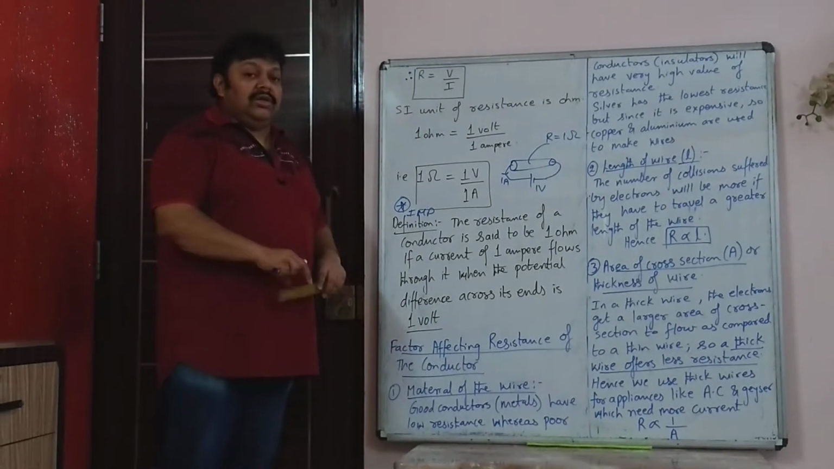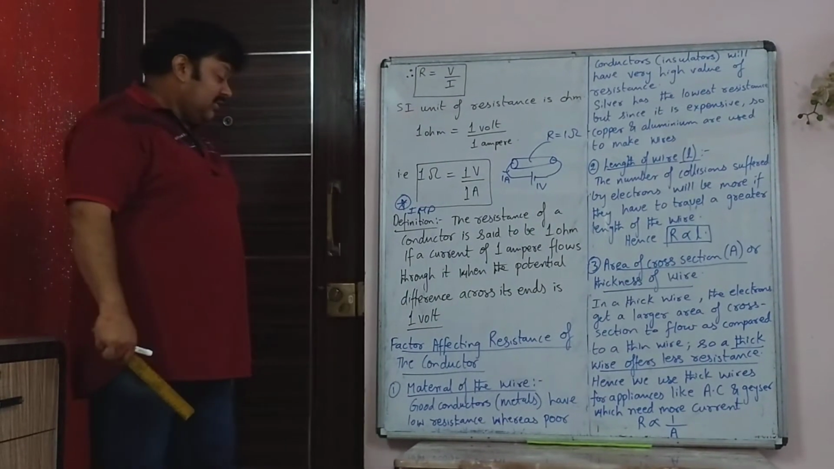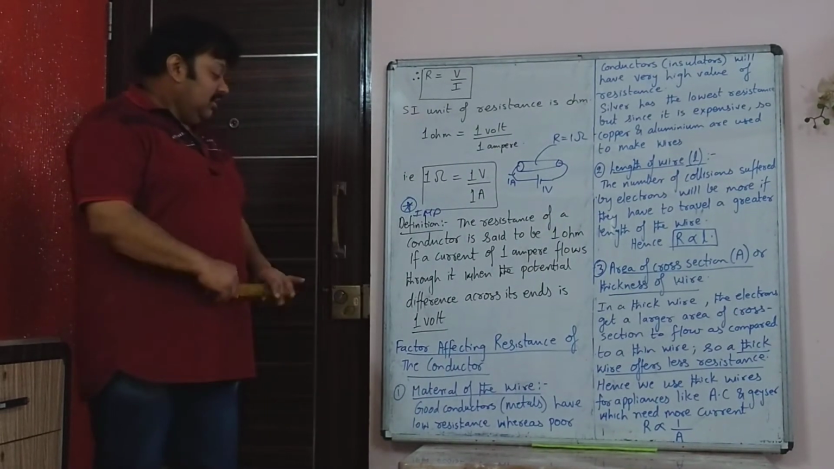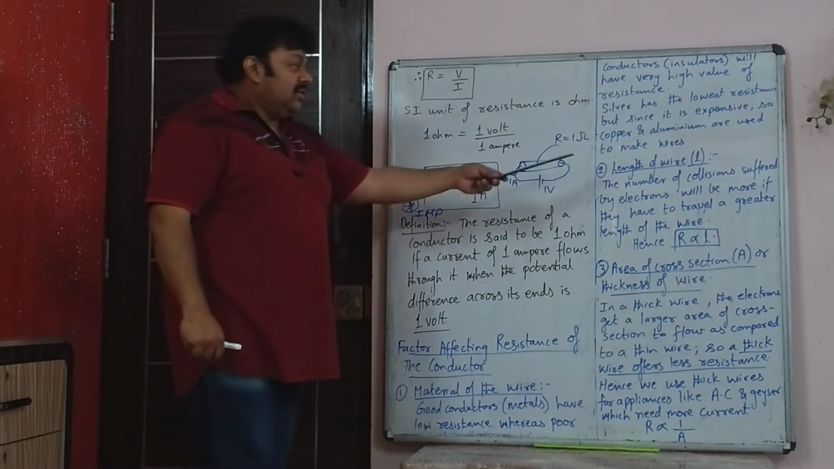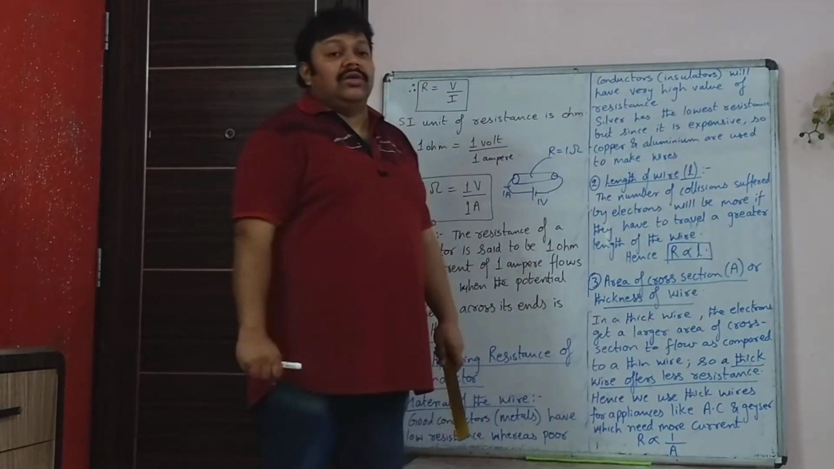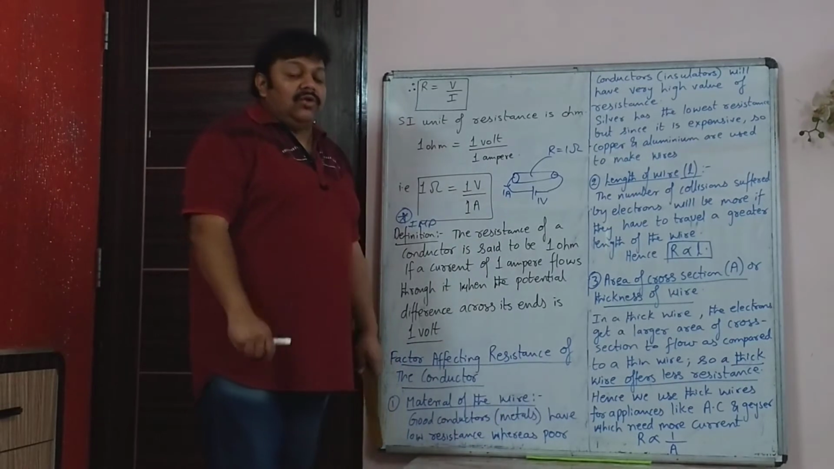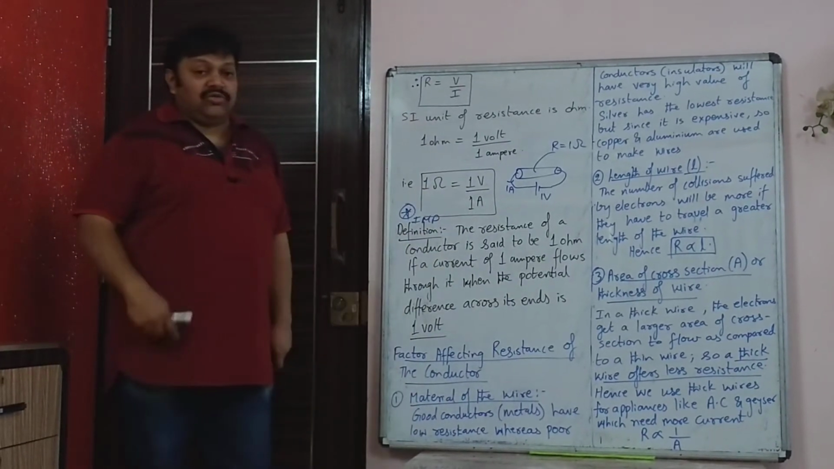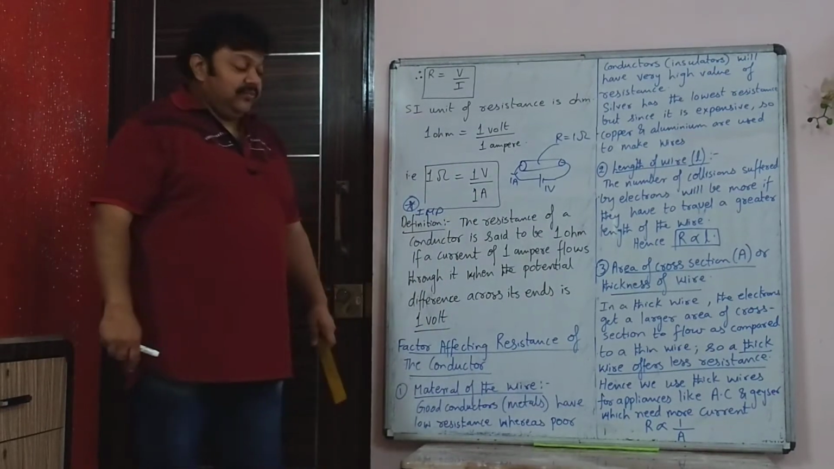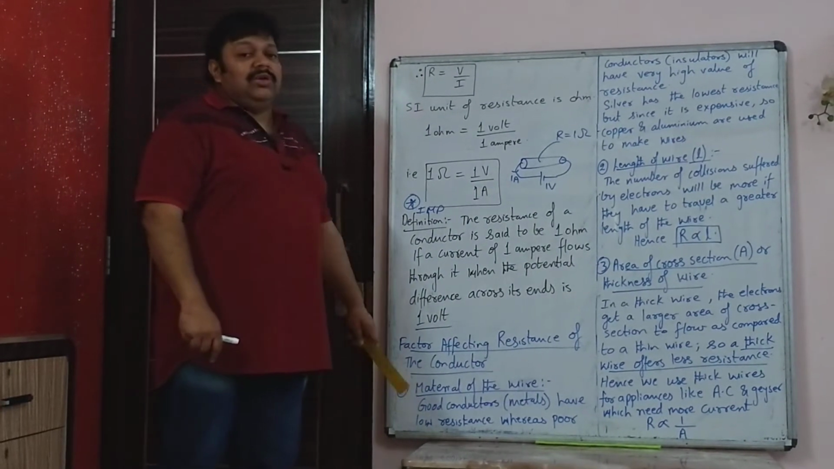Now we see the last part of the chapter, that is factors affecting resistance in a conductor. There are 4 factors. First is material, second is length, third is area of cross section or thickness of the wire, and the fourth factor, which I have not written due to lack of space, is temperature, that I will write in the next frame. So here first is material.